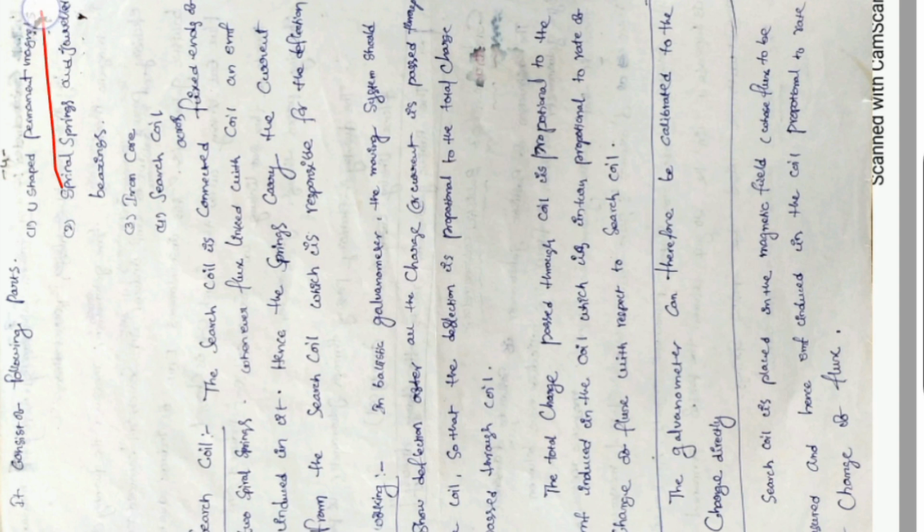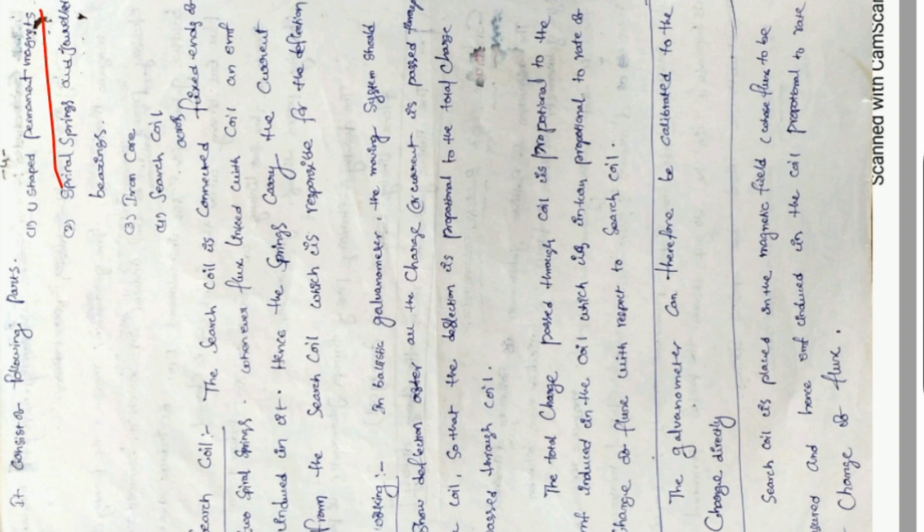What is the purpose? It consists of a U-shaped permanent magnet similar to the PMMC instrument. While explaining the PMMC instrument in unit 1 also, we explained that the PMMC instrument is similar to the D'Arsonval galvanometer or ballistic galvanometer. But there are some modifications. Control springs we are using in the PMMC instrument for this coil.